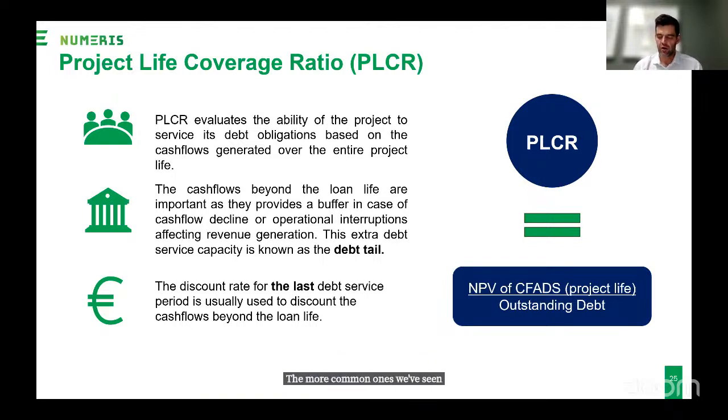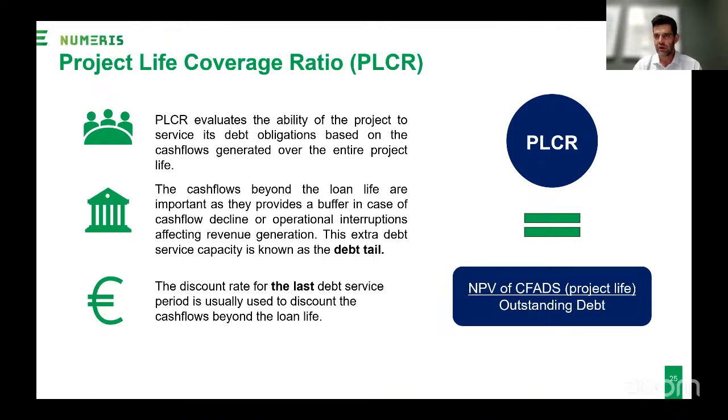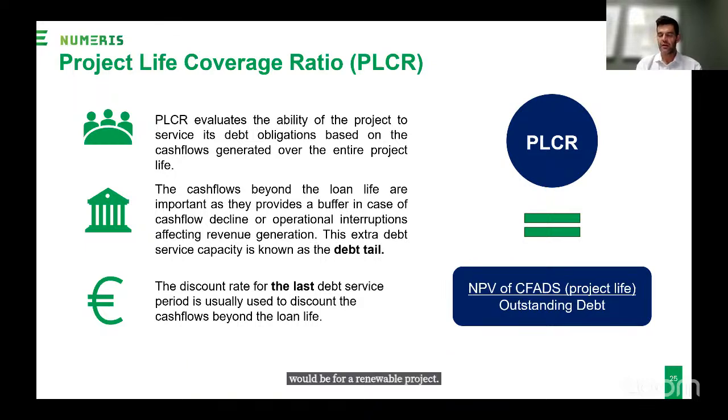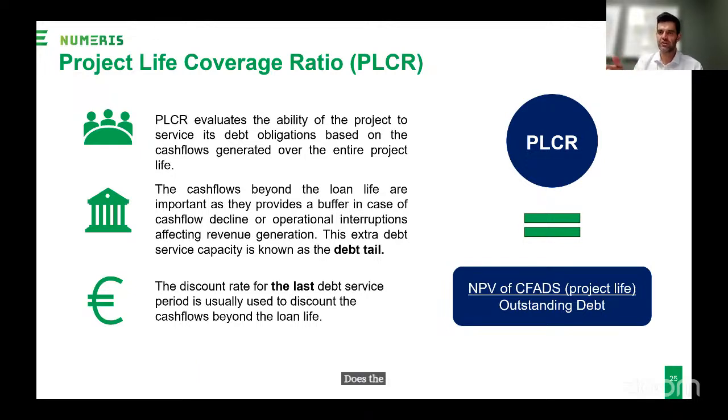And then a final comment on the DSCRs. A lot of the work around DSCRs gets done upfront when you're engaging with the bank, to negotiate the terms and the gearing, etc., and calculate what your equity IRR and perhaps your tariff would be for a renewable project. In that case, you do a periodic DSCR test. For example, it's mostly backward looking over a 6-month period. Does the model say you'll have sufficient cash to cover your debt service and therefore make an equity distribution?